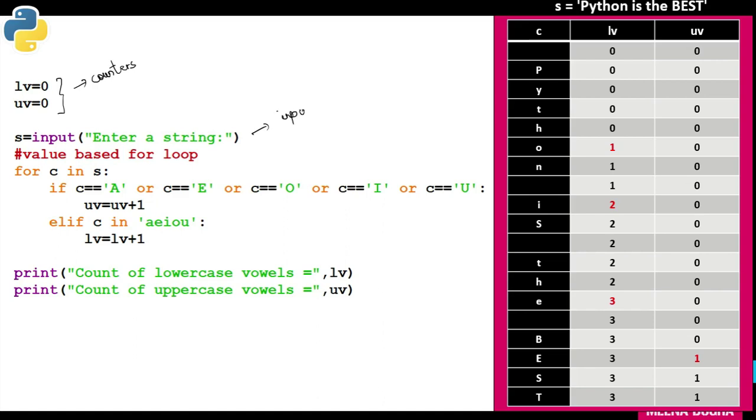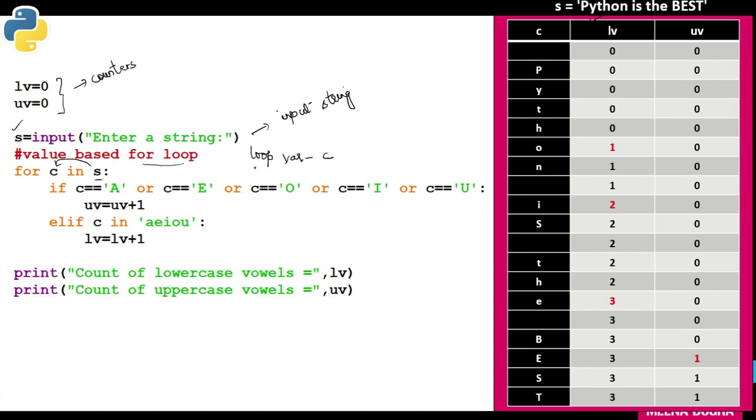Fine. So using the input function, I have taken the string from the user at runtime and I'll store the string in this object s. Fine. Now when my string is ready, suppose this is the string that we have taken, Python is the best, and this is the string I'm going to consider while explaining also. So we'll run a value based for loop. I told you in part 1 also that value based for loop, when I refer to this statement, I mean that from the string, one character will be brought into the loop variable. So the loop variable over here is c and my sequence is s.